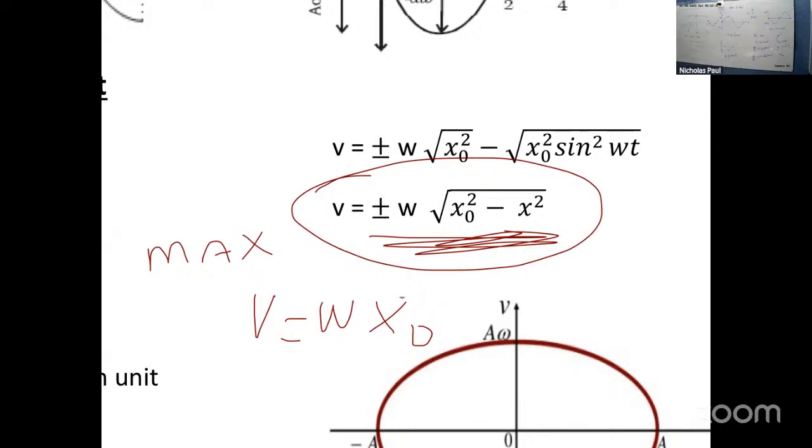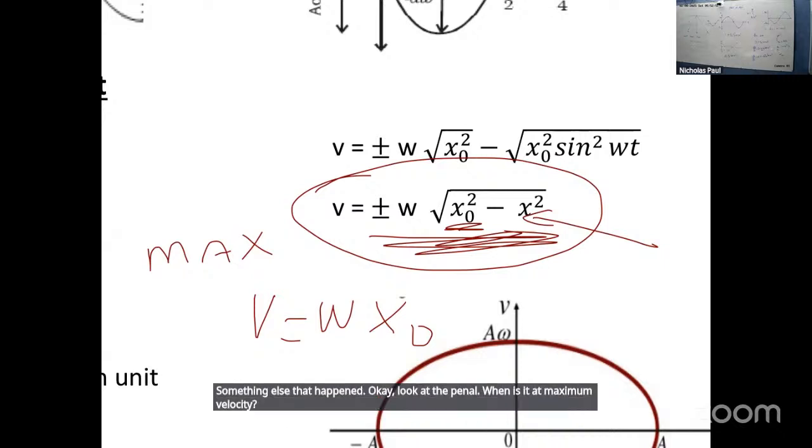Remember, x naught is the amplitude, x is any displacement, right? What has to happen? What's the formula again? We talked about it while we were moving the pendulum. Something has to happen. Okay, look at the pendulum. When is it at maximum velocity? In the middle, right? Very good.